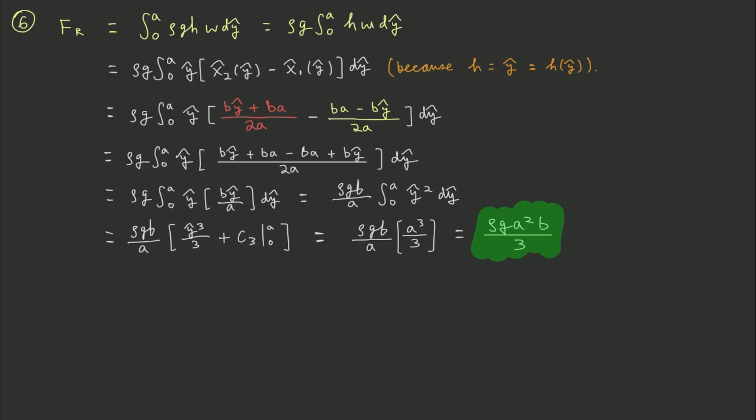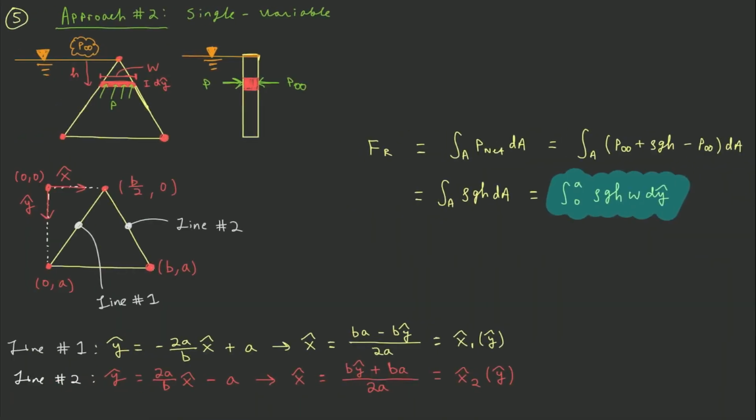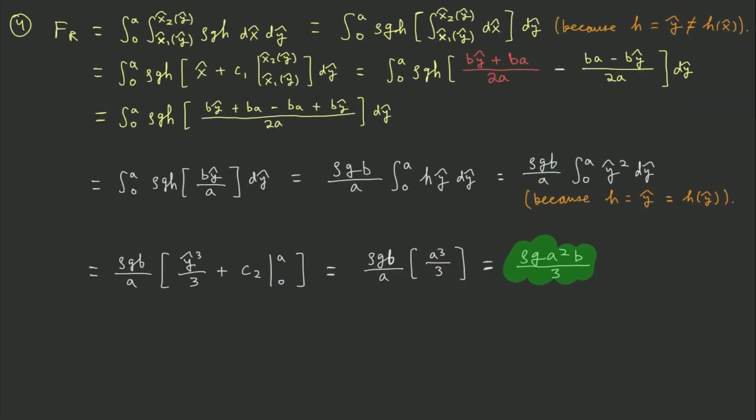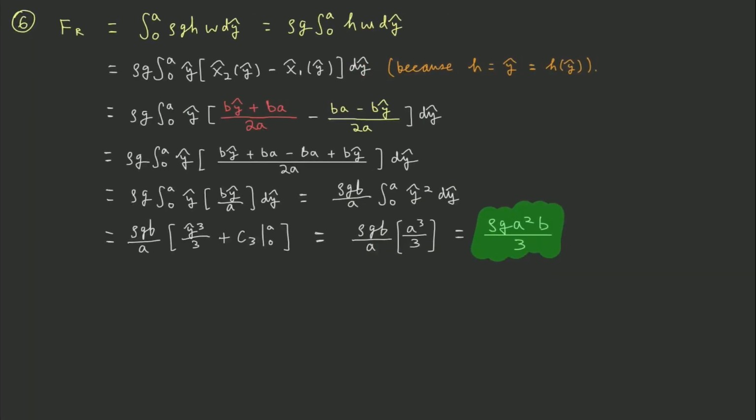Here's the math for that one-dimensional integral. And you will see that the net force, or F_R, is again the quantity rho g a squared b over 3. So we get rho g a squared b over 3 for the one-dimensional differential element case, and we get rho g a squared b over 3 for the two-dimensional differential element case. So those agree as they should.